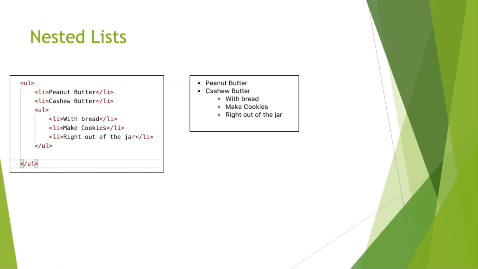And rounding out the topic of lists, we could create nested lists. So you see we have UL followed by 2 LIs for peanut butter and cashew butter. And then under that, we have another grouping of ULs with a bunch of LIs. Right, so we have peanut butter, cashew butter, with bread, make cookies, right out of the jar. Right, all the different ways that we could eat cashew butter is what it looks like there.